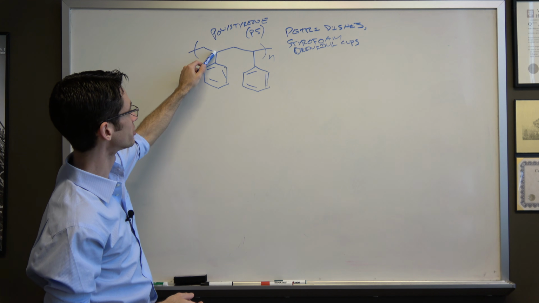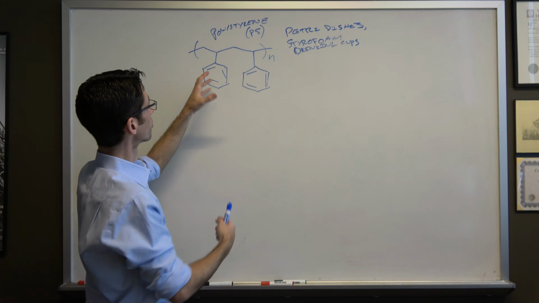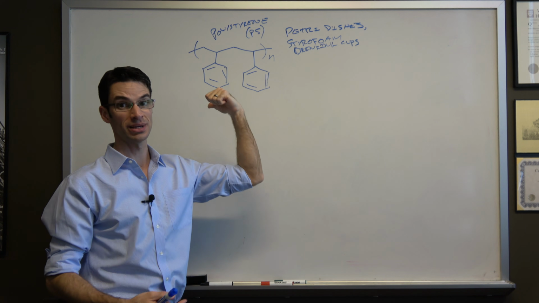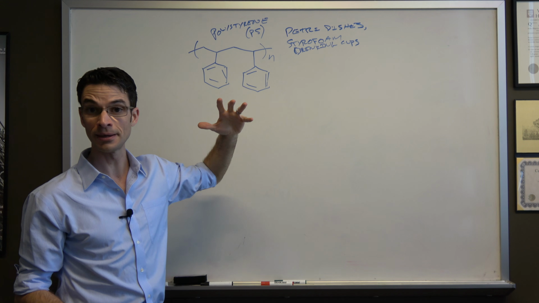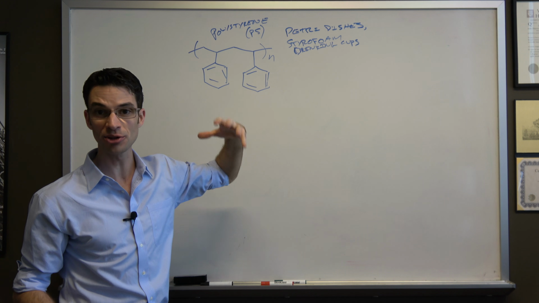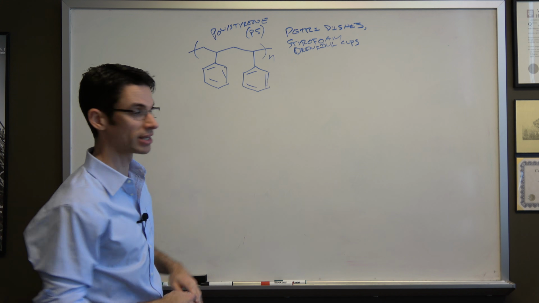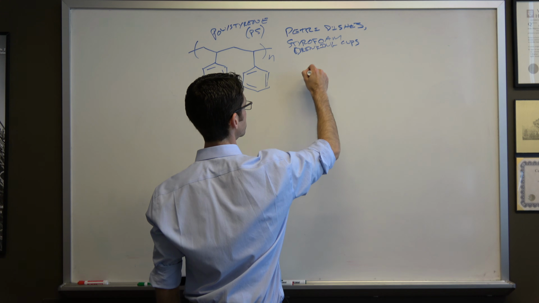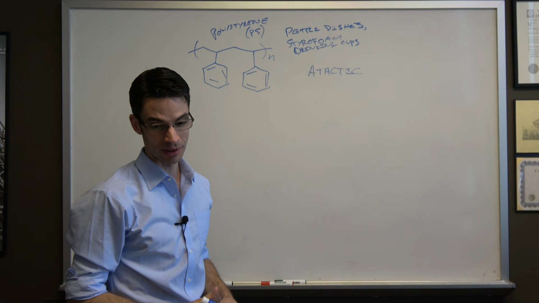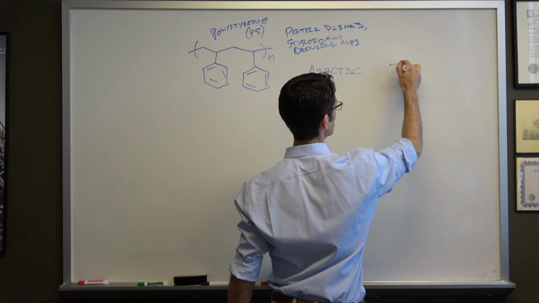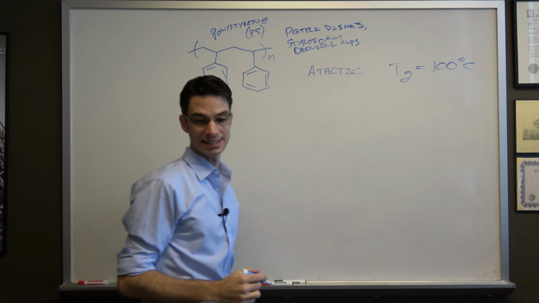Now the hydrogen atom can either be pointed out of the board, in which case the benzene ring has to be pointed in, or the benzene ring can be pointed out and the hydrogen atom is pointed in. In this case, we didn't indicate whether the benzene rings are pointed out of the board or into the board. So if it doesn't matter or if it's random, we call this atactic. Atactic polystyrene. And it has a glass transition temperature, Tg, of 100 degrees C.